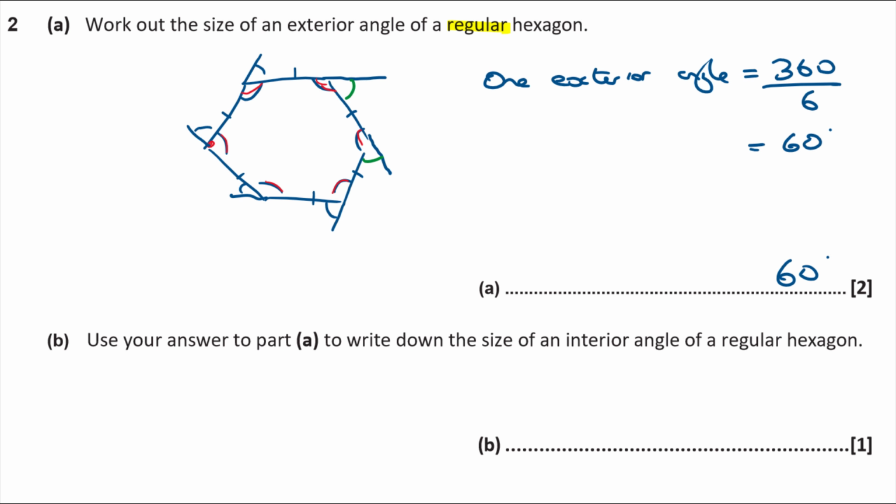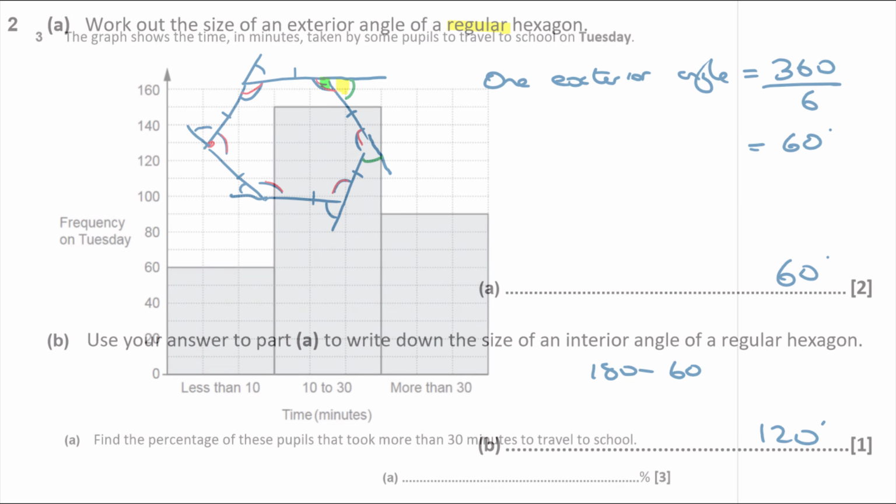Use your answer to part A to write down the size of an interior angle of a regular hexagon. Well, these angles lie in a straight line, don't they? So if I know that the yellow one is 60, then the other one is going to be 180 minus the 60, and that's going to give me 120 degrees.